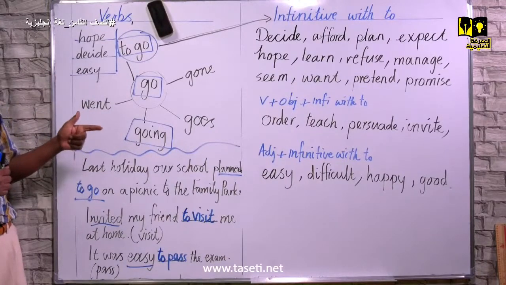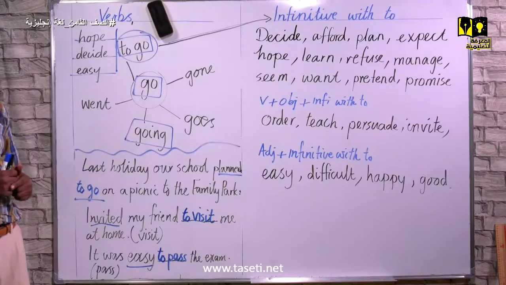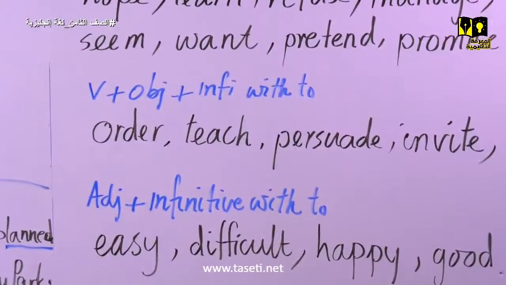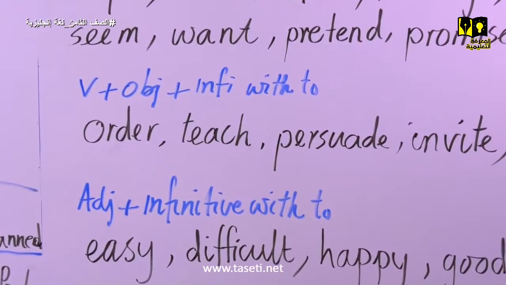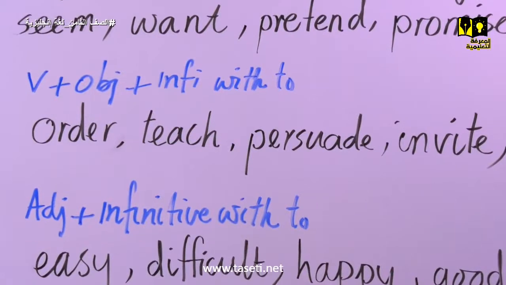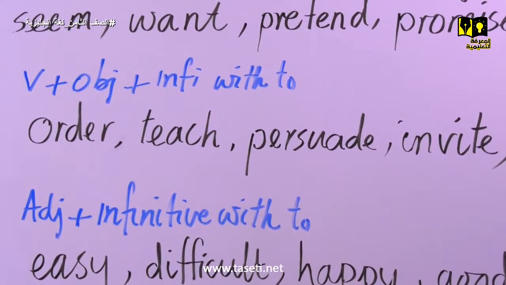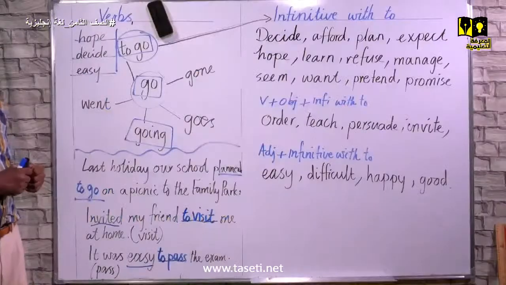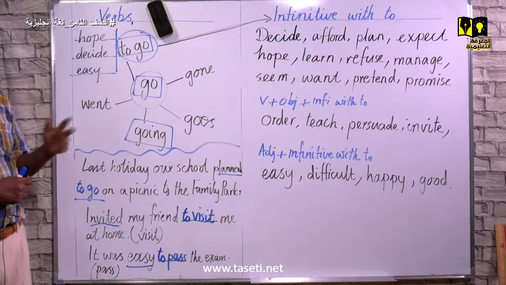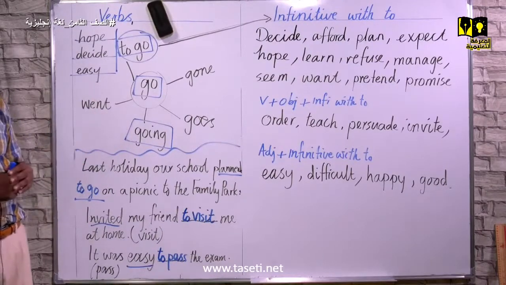And also the infinitive with to can appear after some certain verbs, but after an object, right? Like the verb order, right? The verb order takes an object, and then the infinitive with to comes after. For example, I ordered my assistants to finish the task. And also teach. It is a verb that is followed with the infinitive with to, but after an object, right? I taught my brother to swim, right? And persuade, and also invite.